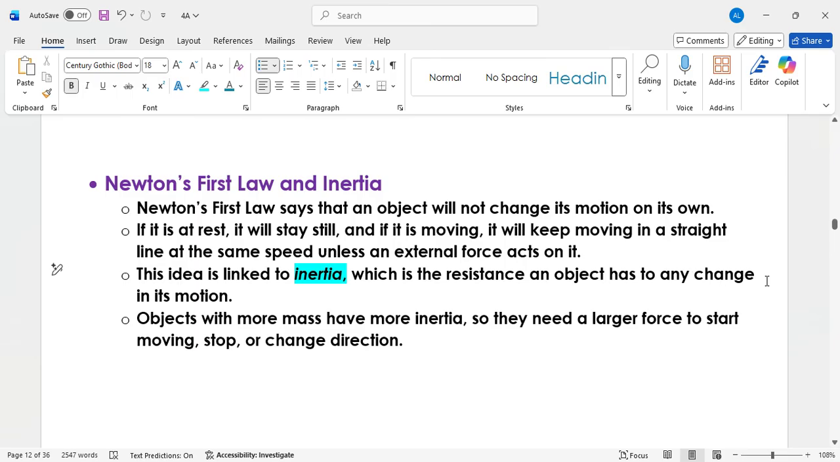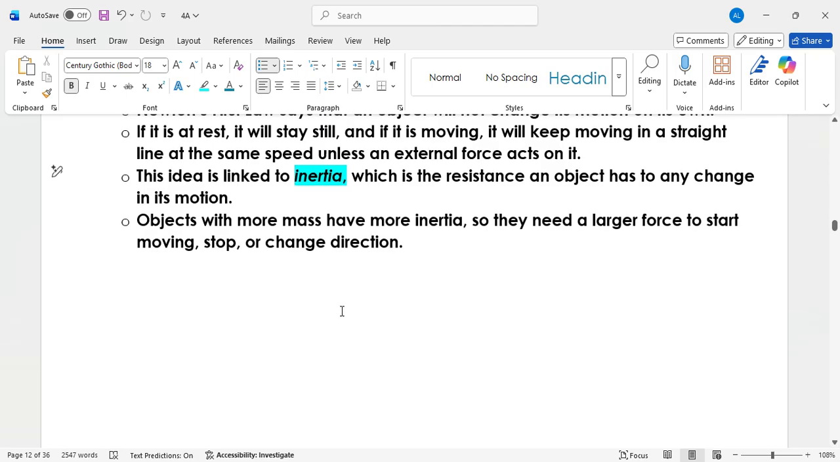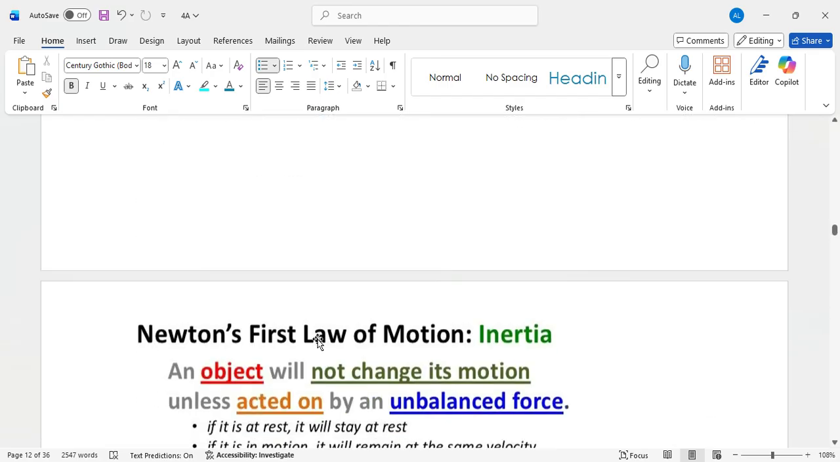Inertia is the resistance an object has to change in its motion. So inertia is nothing but a resistance, okay? Objects with more mass have more inertia, so they need a larger force to start moving, stop, or change direction, right? You will need a larger force to push a 100-kilogram block versus a 20-kilogram block. When you pick up dumbbells that are like 100 kilograms, or even 50 pounds, chances are you'll need more force, you'll crunch your muscles, right? So that's what they're saying.